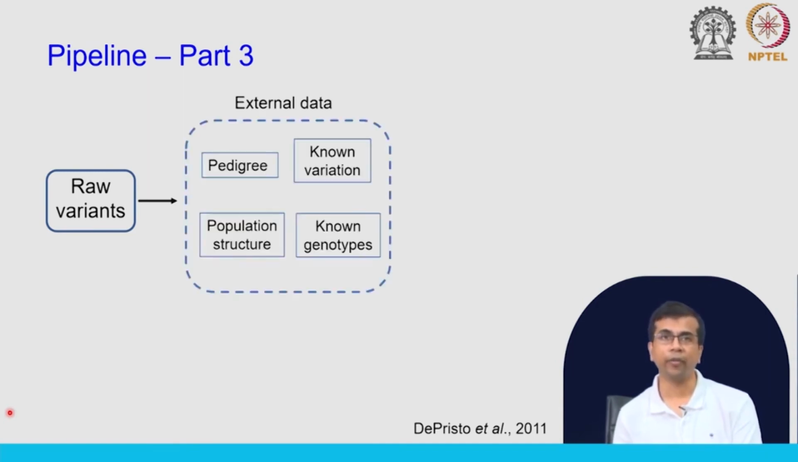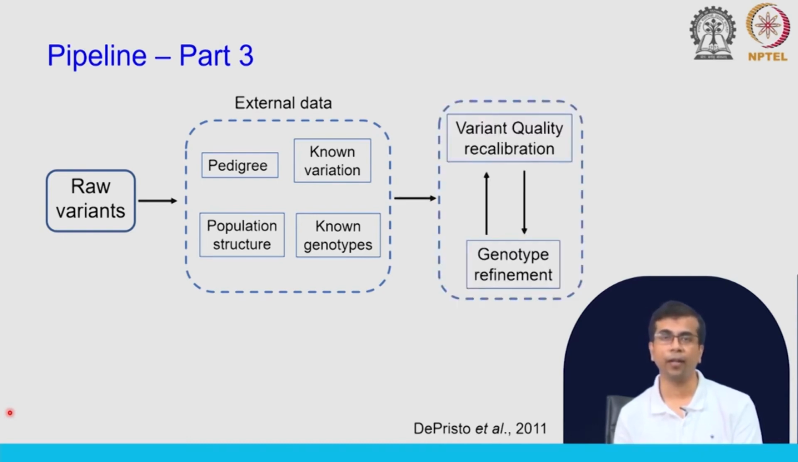So, we have raw variants and we can take some external data where we have an idea of known variation or known genotypes, and compare against this external data set. And we do something called variant quality recalibration and this is also associated with genotype refinement. In essence, we are identifying which of the variants that we have identified are already present in those databases. So, these are high confidence variants and finally, we get this final variant list.